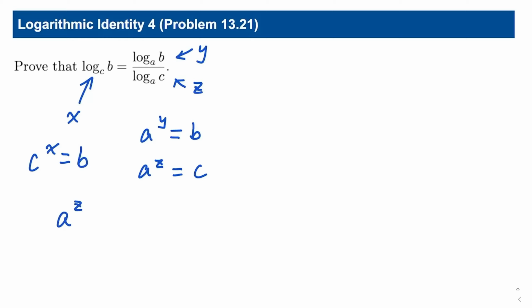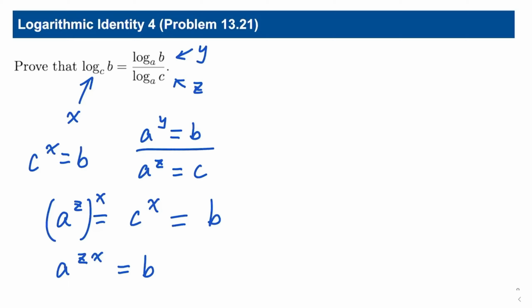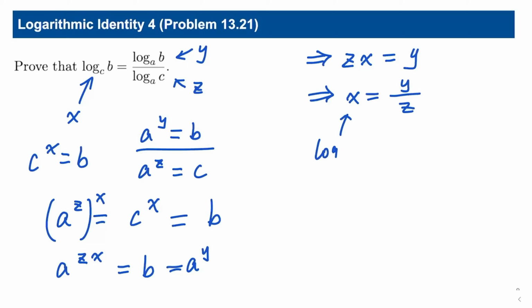a to the power z equals c. c to the power x equals b. Therefore, a to the power z times x equals b. And we have a to the power y equals b. Therefore, we must have z times x equals y, which means x equals y over z. Or log base c of b equals log base a of b over log base a of c.